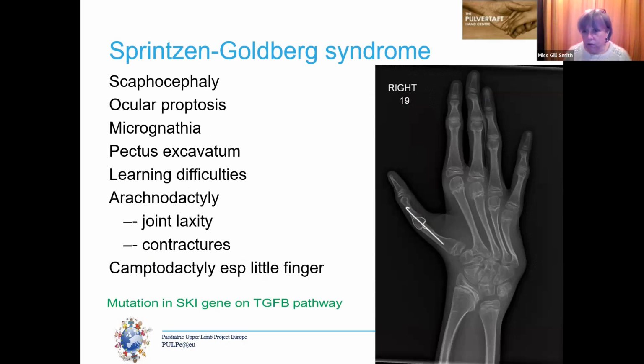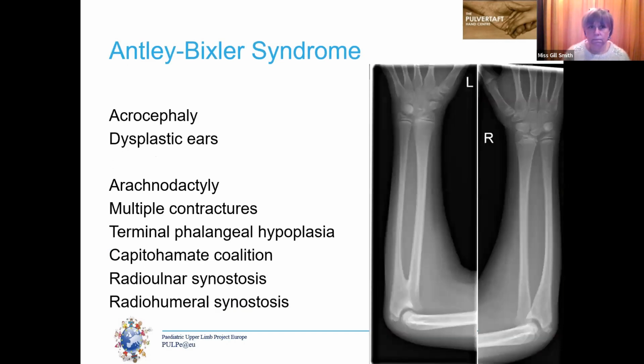You will get some of these syndromes where you have long, lax fingers, and one of them is Shprintzen-Goldberg syndrome, which also has problems with the head and eyes and often visual issues. They have learning difficulties and joint laxity, but at the same time they'll have contractures. And they have arachnodactyly, so they have very long, thin fingers. Then you have Antley-Bixler syndrome, where they have funny ears, again long fingers, and often synostoses, radioulnar or radiohumeral synostosis.